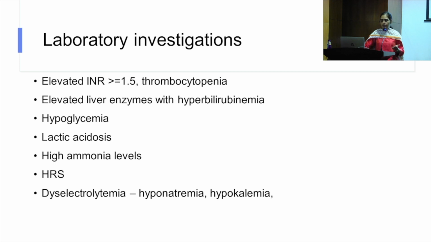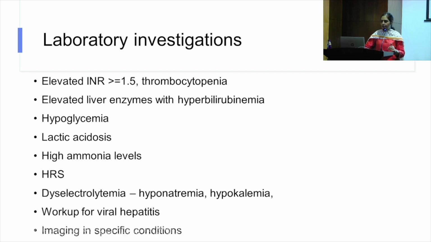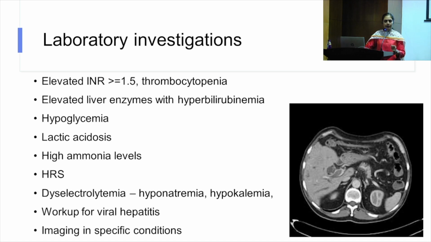Dyselectrolytemia in the form of hyponatremia and hypokalemia is quite common, and you need to work up for viral hepatitis because you need to identify the etiology, if you are not getting any other causes. So this is in brief the lab investigations. You need to do sometimes an imaging also in specific conditions. Anyone can identify what's the abnormality here in the image that's given, the CT?